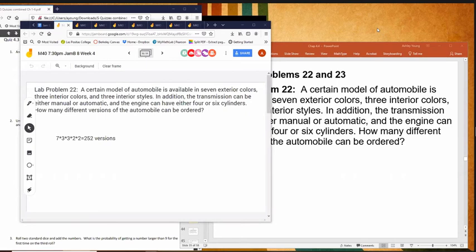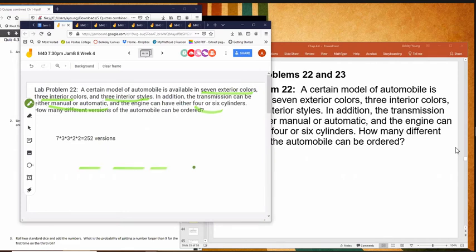All right, great. So lab problem 22. A certain model of automobile is available in 7 exterior colors, 3 interior styles. Transmission can be manual or automatic, and it can have 4 or 6 cylinders. Okay, so here we're making choices. Remember when you hit this twice, it gives you options, you can pick a highlighter in different colors. So we're making 5 decisions. You should have 5 lines here.